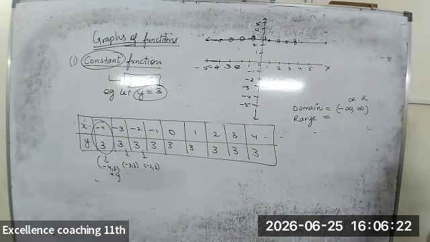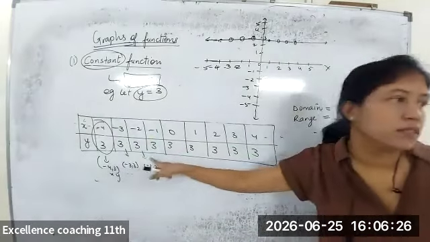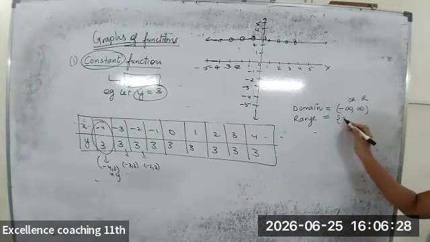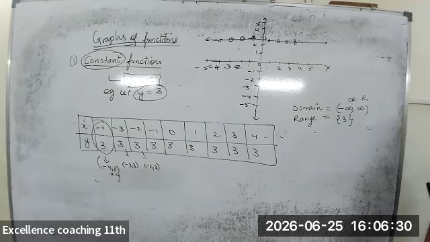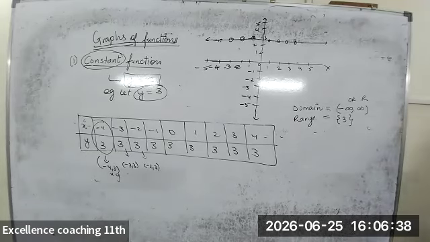Output, what you are getting? No matter what input we are getting, what is the output? 3. So range is just 3. Put it in the curly bracket. So done with the first graph. Now we'll see the second one. Second one is identity function graph.